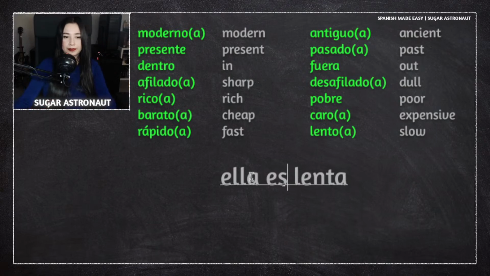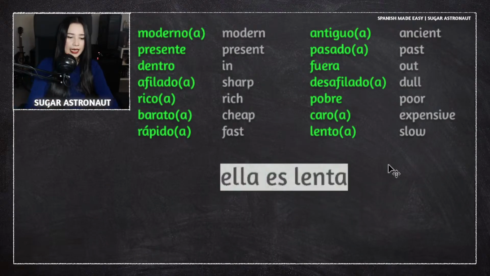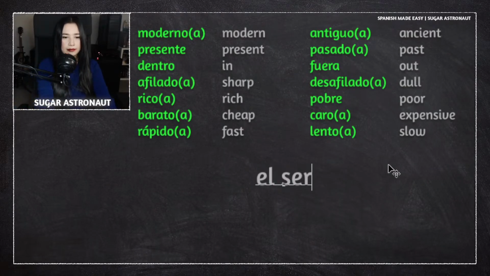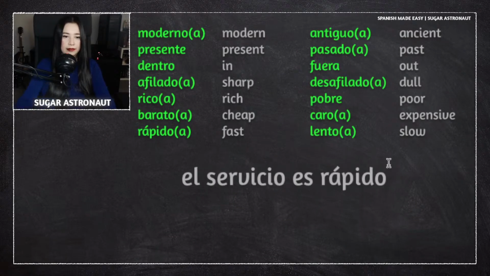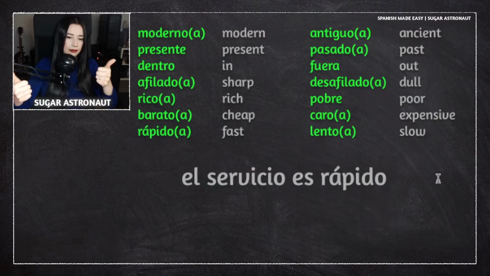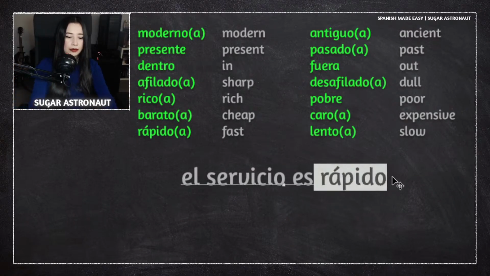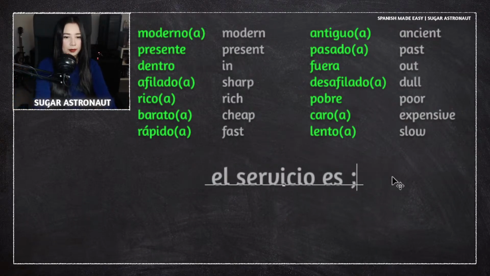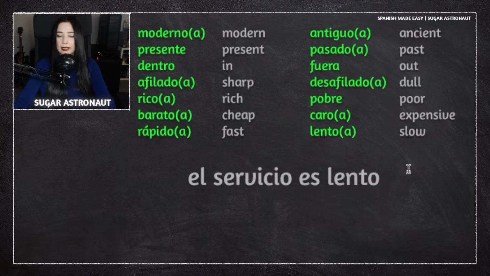Okay. Or you can say el servicio es rápido. The service is fast. So you're getting some service at a restaurant or any business, and they're fast. So el servicio es rápido. That's good. El servicio es lento. The service was slow. Okay.